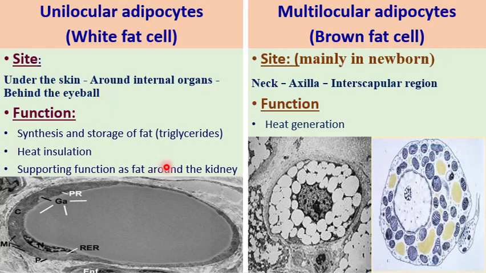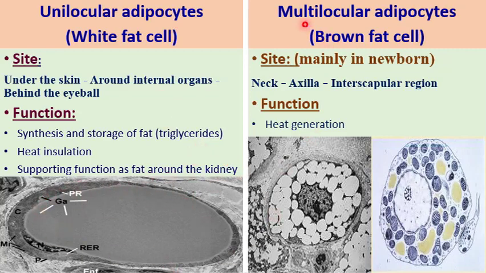What is the function? The function of white fat cell is synthesis and storage of fat, mainly triglyceride, heat insulation in cold weather, and supporting function as fat around the kidney. As we said, it is present around the internal organs, so it is responsible for support for the organs, mainly the kidney. Okay, this is the white fat cell or unilocular fat cell, one granule of fat.